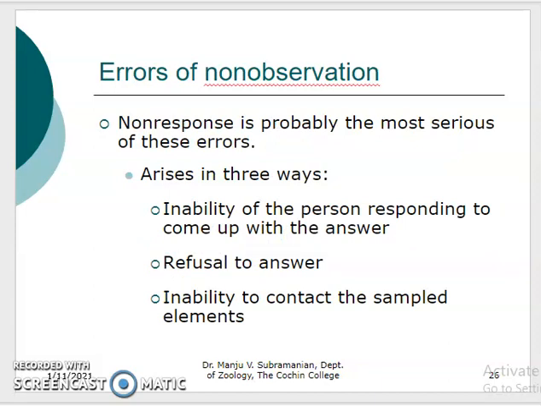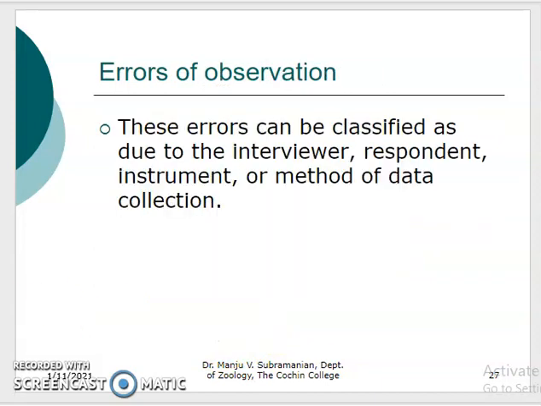Non-response arises in three ways: inability of a person responding to come up with the answer, refusal to answer, and inability to contact the sampled elements. So these are the three non-response errors that might occur, and these errors can be classified as due to the interviewer, respondent, instrument, or the method of data collection.